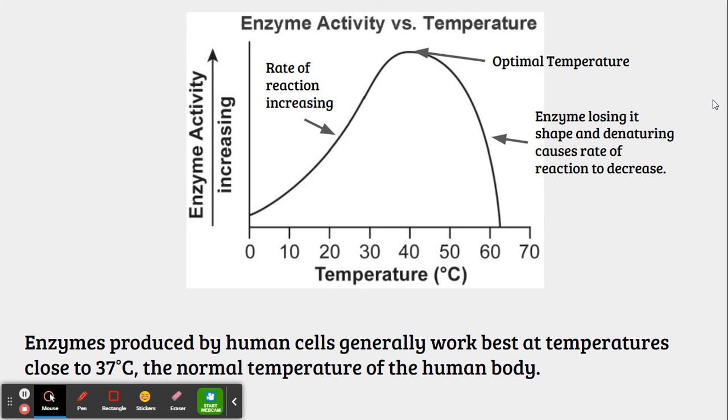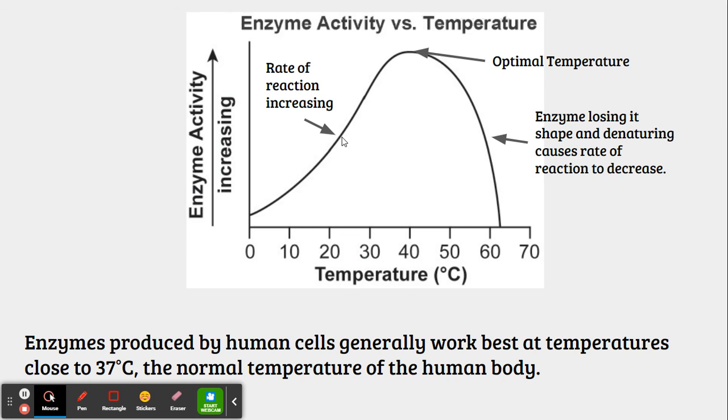And so here's just an example of what enzyme activity might look like in, say, a human. Right? Enzymes produced in human cells generally work best at temperatures close to 37 degrees Celsius. That is our normal temperature of the human body. And you'll notice on our graph here, at this highest point, that's the optimal temperature because we're getting the most enzyme activity.